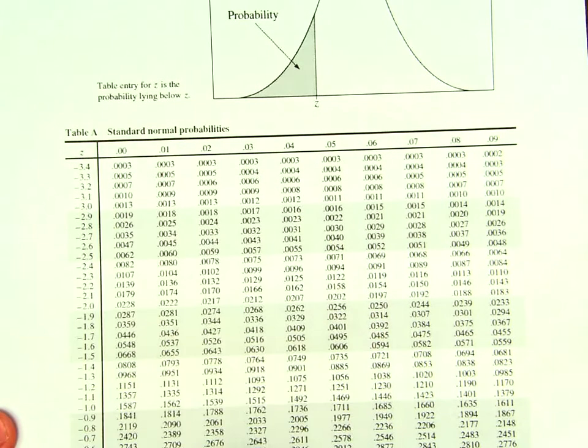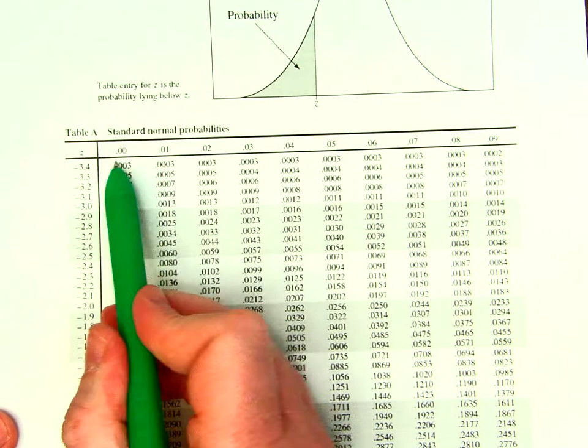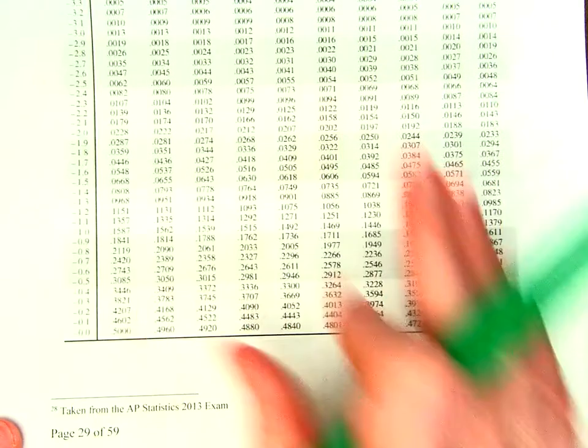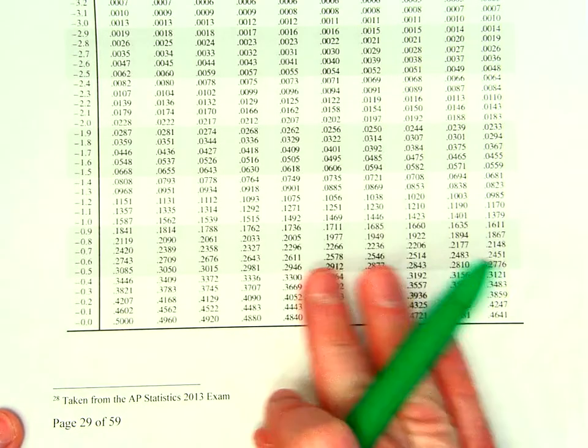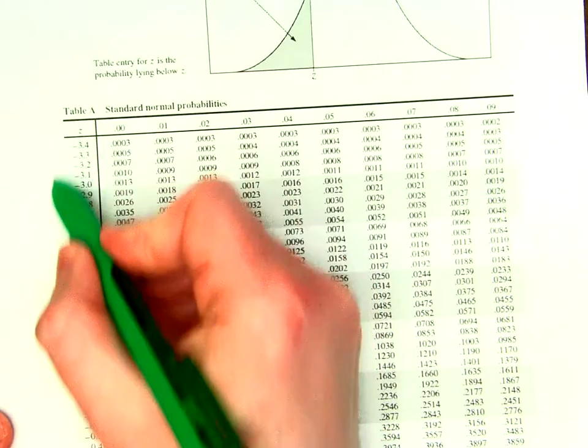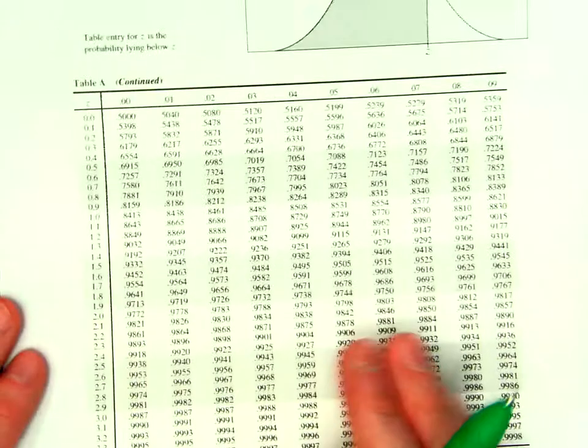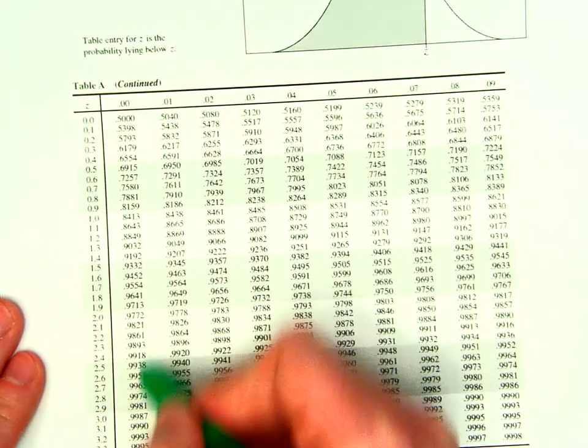The rows give me the number before the decimal place and the number in the tenths place. The columns give me the number in the hundredths place. You know what? I don't actually want to be on page 29 right now. I want to go to page 30 because if you look at page 29, all of our z-values here are negative, and I want to figure out the percent of data whose z-value is less than positive 1.15. So I'm going to flip to page 30 where I have positive z-values.